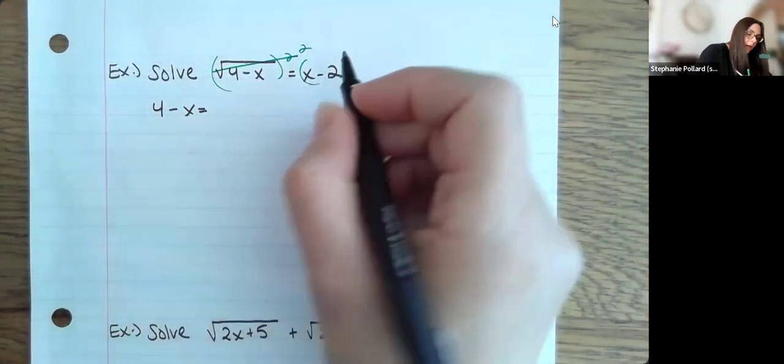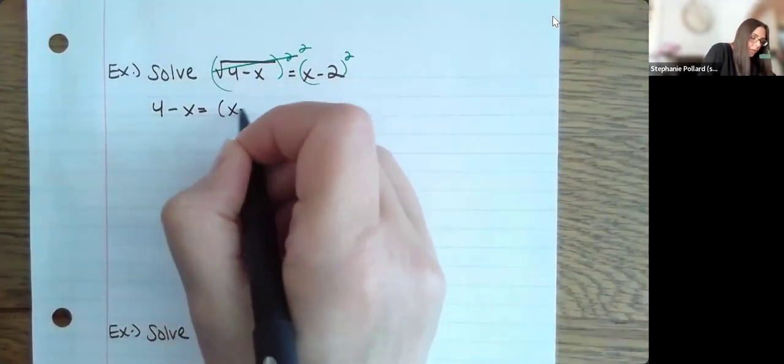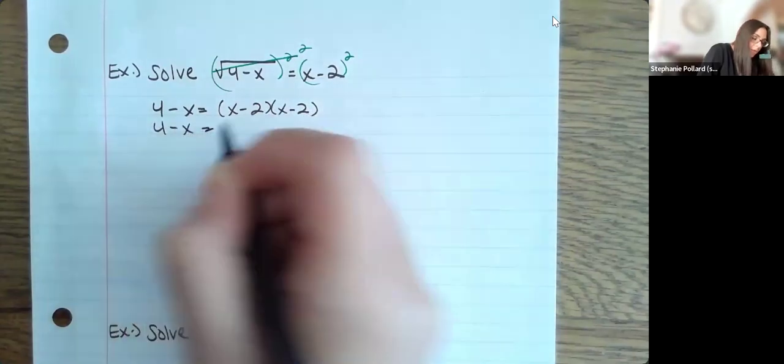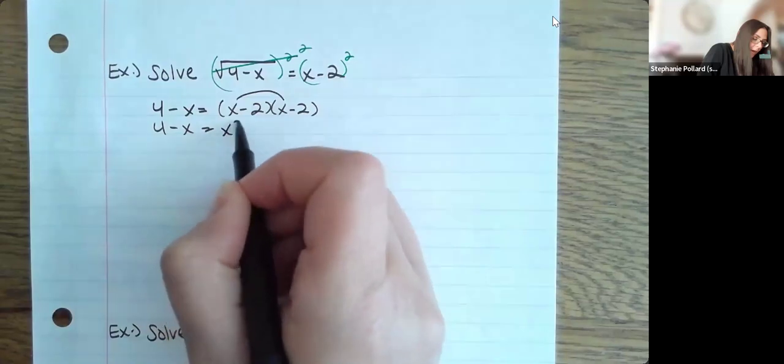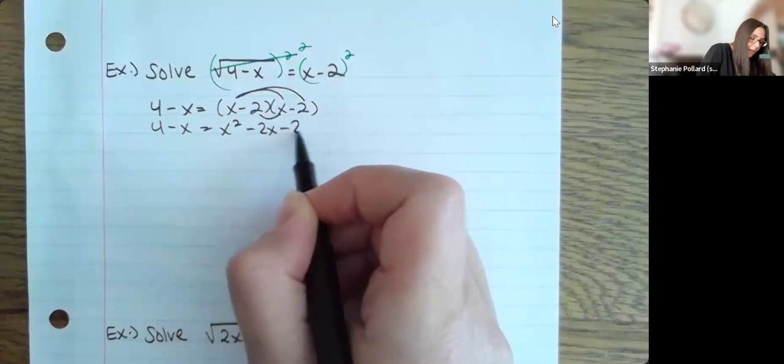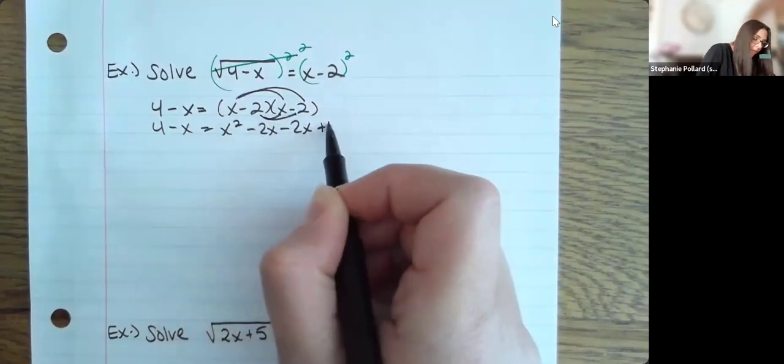On the right here, sorry, we're squaring this as well. So you may want to write this out unless you can do the squaring in your head. And we're going to distribute. So x times x is x squared. Next, I have a negative 2x. On the inside, another negative 2x, and then a positive 4.